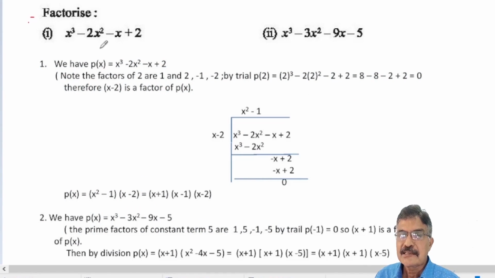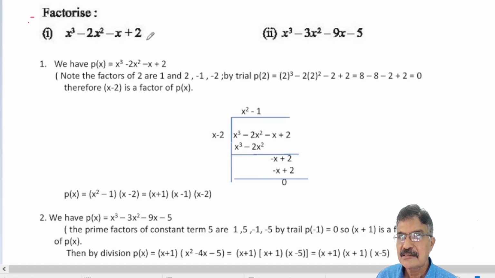The splitting the middle term method is applicable to quadratic polynomial, that is polynomial with degree 2. If the degree is 3, that is cubic polynomial, or polynomial with a higher degree, splitting the middle term is not applicable. So first we take a cubic polynomial. How to factorize a cubic polynomial? Here the polynomial is x cube minus 2x square minus x plus 2.